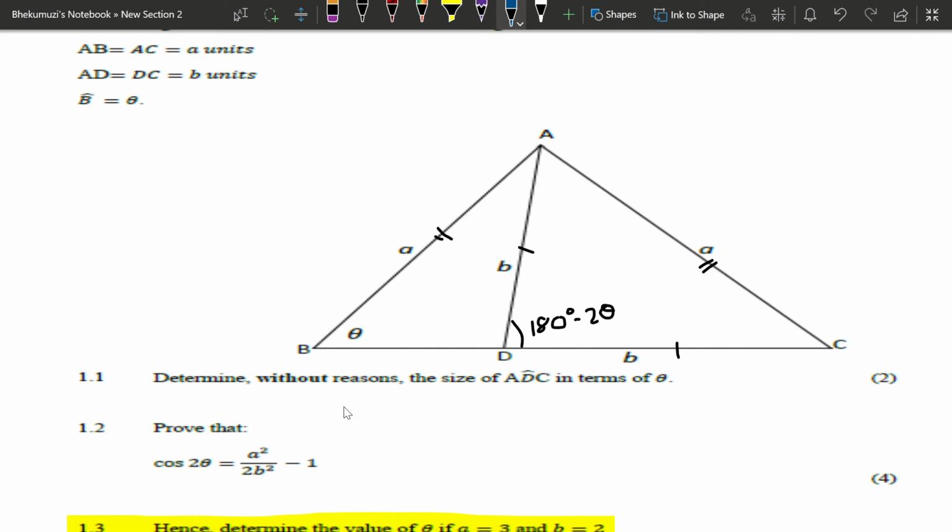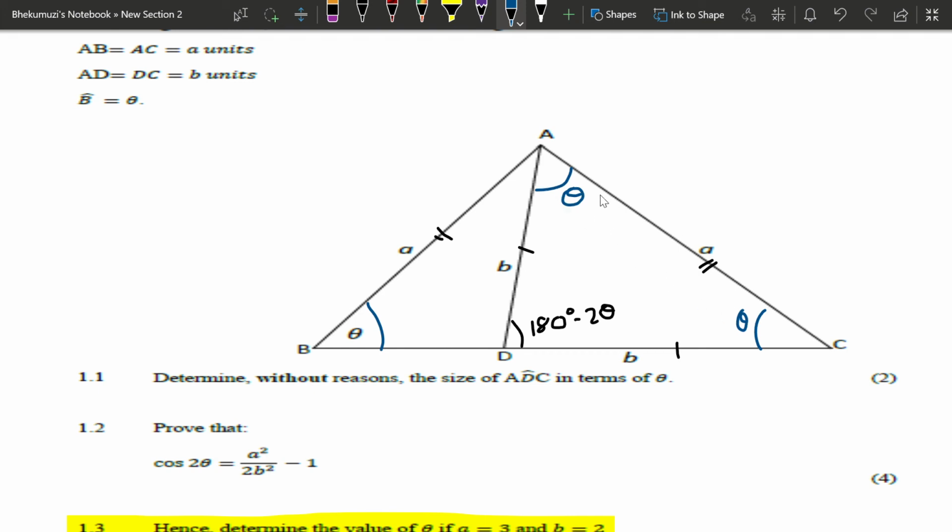So in actual fact, how would we determine this without reasons? You can see that we have two isosceles triangles. Remember the properties of an isosceles triangle: the two sides are equal, but also the two angles are equal. Therefore, we'd have theta and theta down there. But at the same time, in triangle ADC, you have the two sides equal, so that is also an isosceles triangle. Therefore, the two base angles should be equal to each other. So you have theta, theta, and theta there.